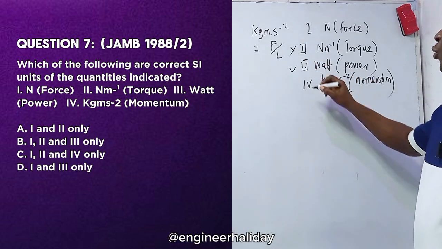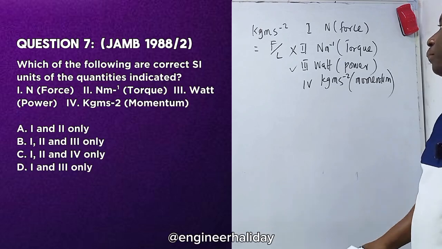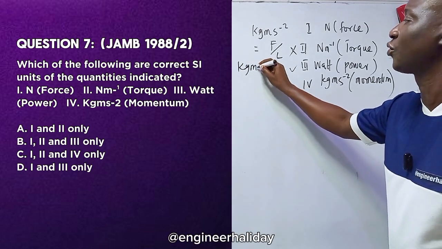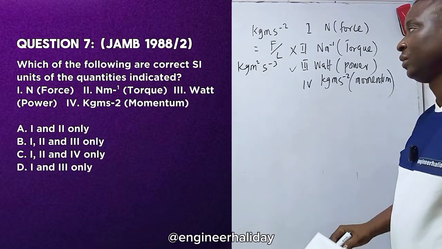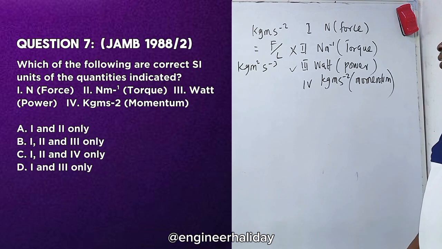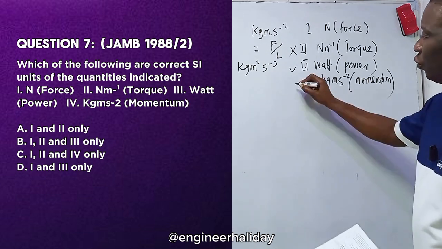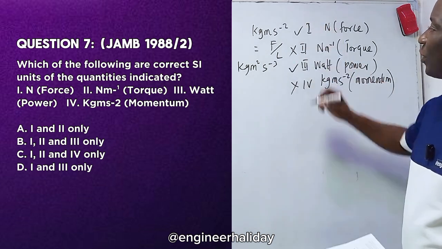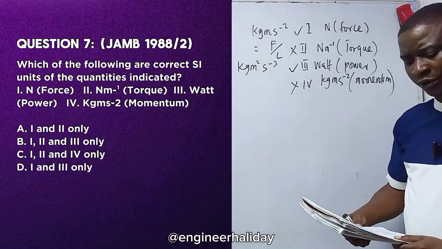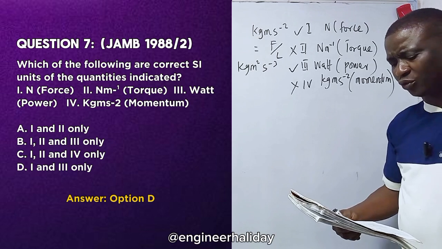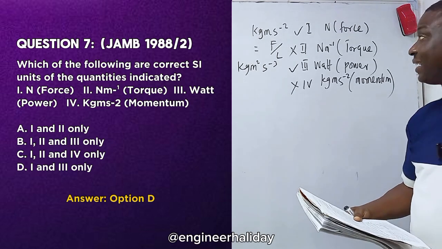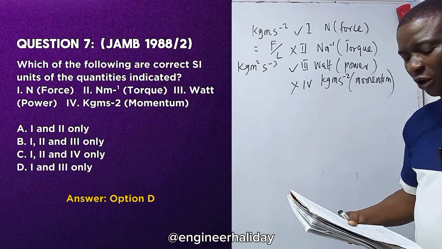Watt for power, yes, correct. Watt for power, or joules per second. Power can also be kilogram meter square per second cube. Fundamentally correct. So this one says kg meter per second square. I believe you should know that one is wrong. So this one is wrong. This is correct. This is correct. So 1 and 3 is correct. The answer, option A says 1 and 2 only. B says 1, 2 and 3 only. C says 1, 2 and 4 only. D says 1 and 3 only. So the answer is option D.